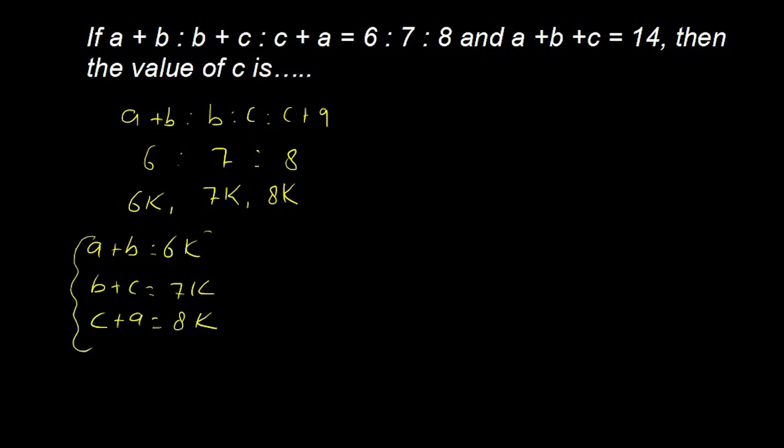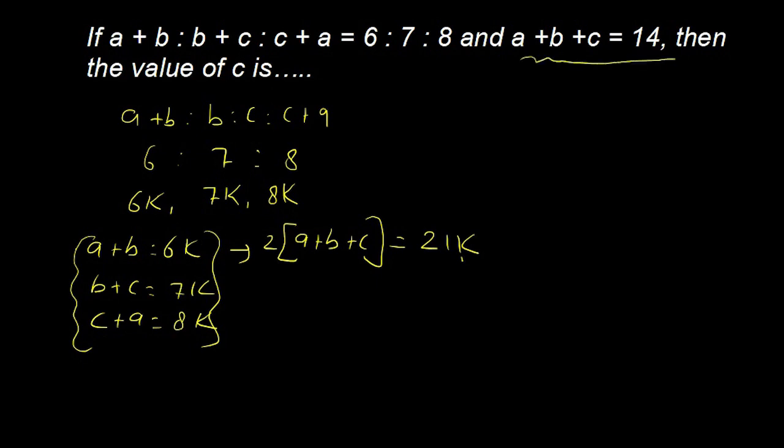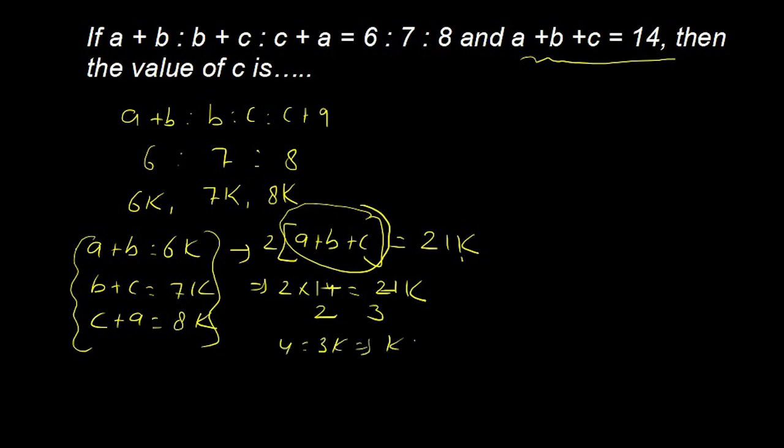Now let's sum up all three. It should be twice of a plus b plus c, and 6k plus 7k plus 8k is 21k. And that is also given to you. Why did I start with this? Because I got the value of a plus b plus c. So the value of a plus b plus c is 14, equal to 21k. 7 2s are 14, 7 3s are 21, so 2 2s are 4. So 4 is equal to 3k, so your k is going to be 4 by 3. Then the value of c.